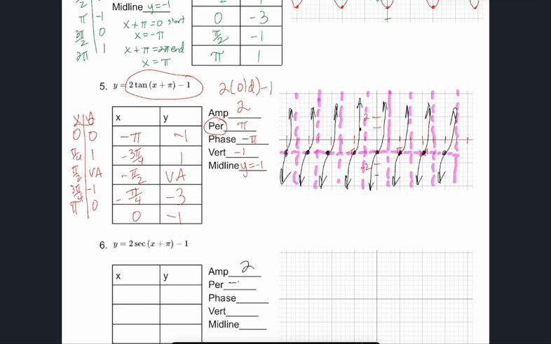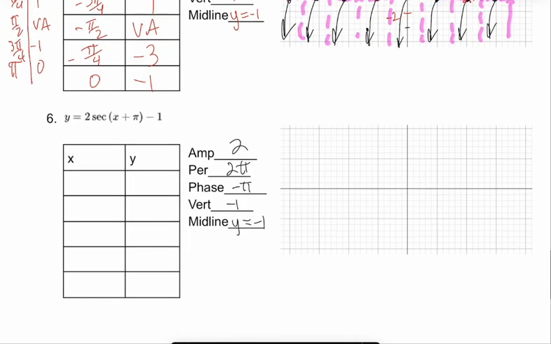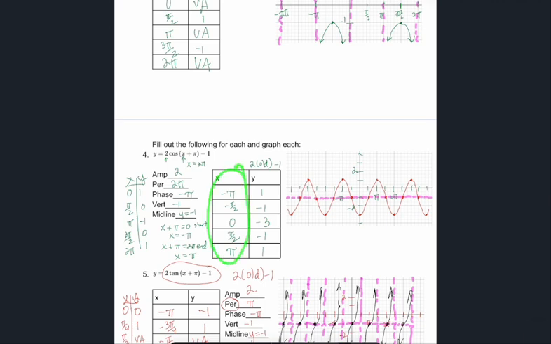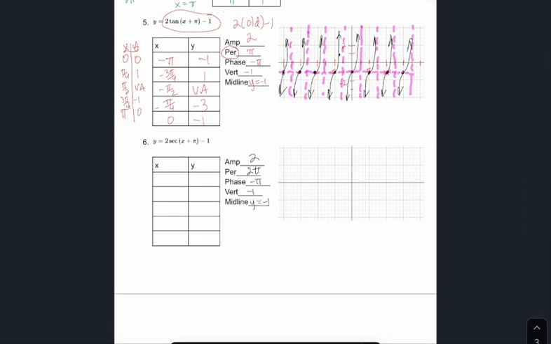This is 2, negative pi, negative 1. Wait a second, I didn't write that right. Let's start over. 2 pi, I forgot the 2 pi. Negative pi, negative 1, y equals negative 1. Nothing changes. Secants and cosines are reciprocals. Tomorrow you'll have a sine and a cosecant. You can use these exact values here. So just copy those down.